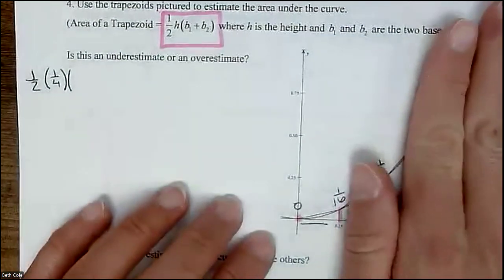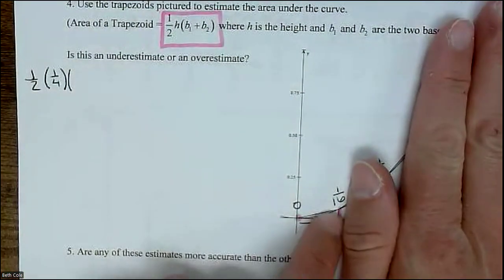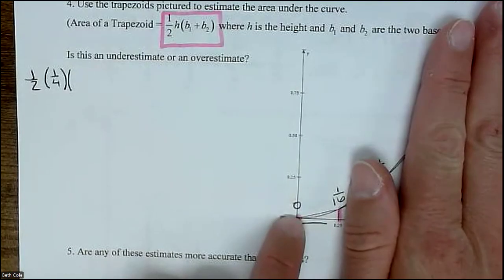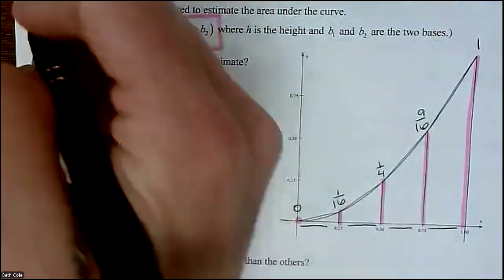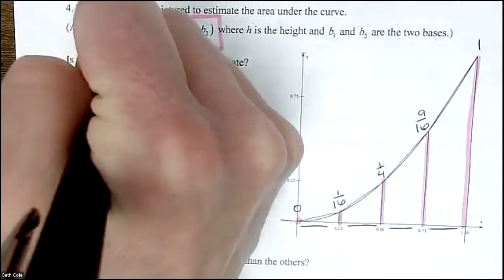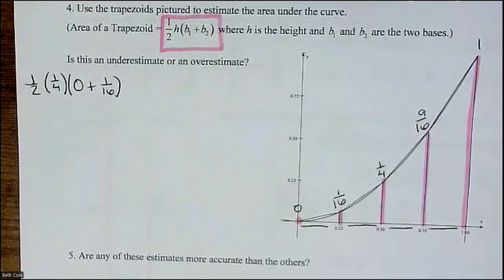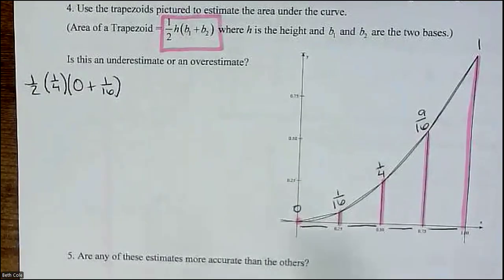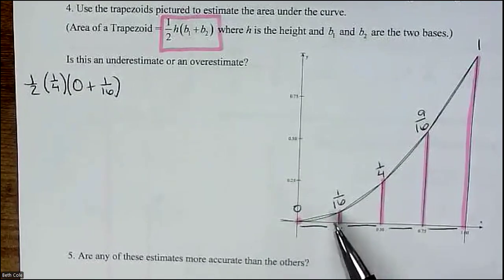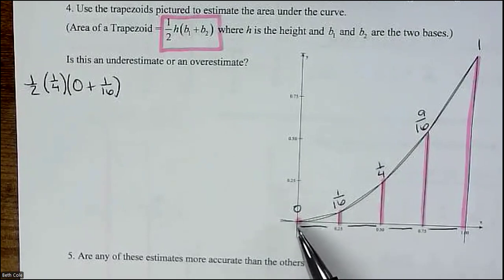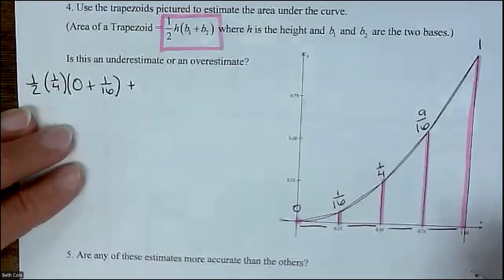So watch me point to this. This is your first trapezoid. So your bases are 0 and 1/16. So it's going to be 0 plus 1/16. So it's actually not a trapezoid. It's a what? What shape did we get for our first one? It's actually a triangle. A triangle, I guess, is a form of trapezoid where one of the bases is nothing. Okay. Buckle up. We're going to do that 3 more times.